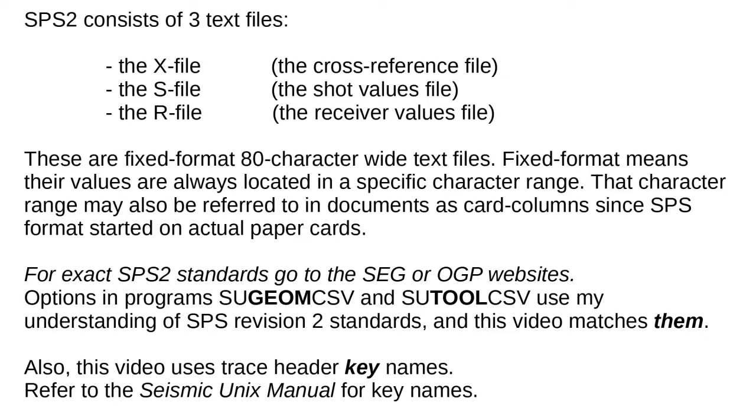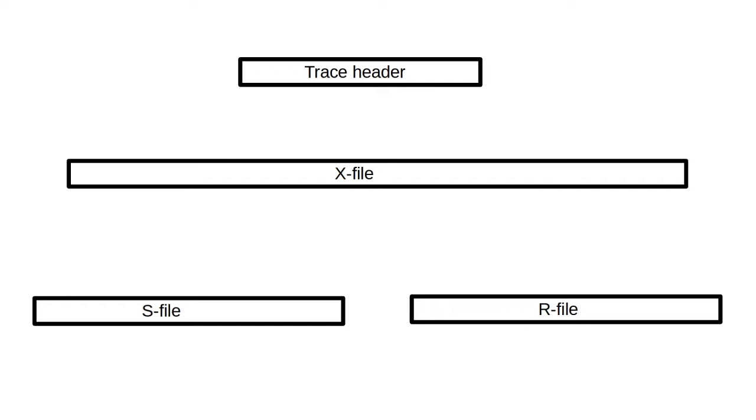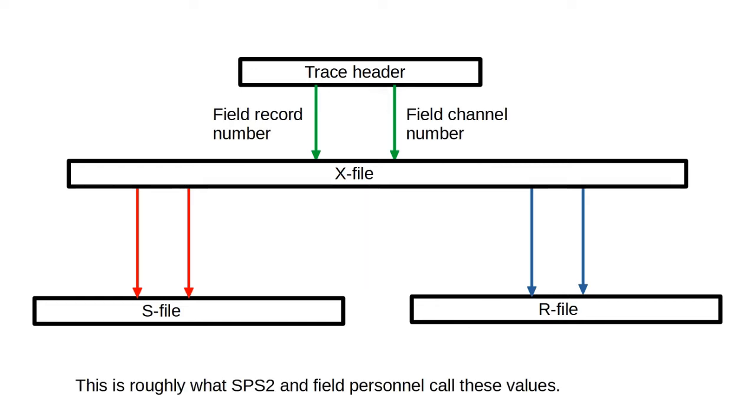The first thing to do is to get an understanding of the interrelationships among the traces and the SPS2 files. A field trace header contains two values that also exist in the X file records. The X file records contain two values that exist in the S file records, and the X file records also contain two values that exist in the R file records. The two values in both the trace headers and the X records are the field record number and the field channel number, also called the field trace number. The two values in both the X records and the S records are the shot line number and the shot point number.